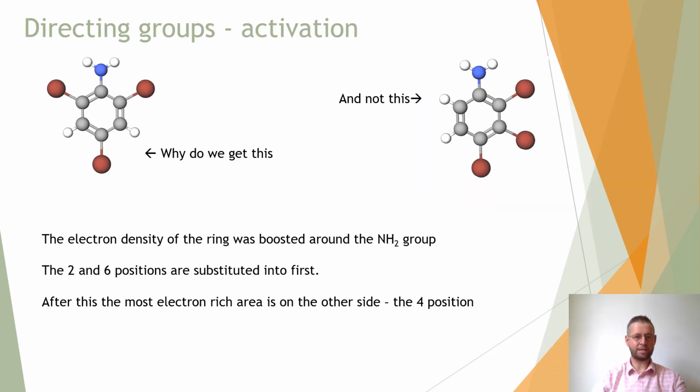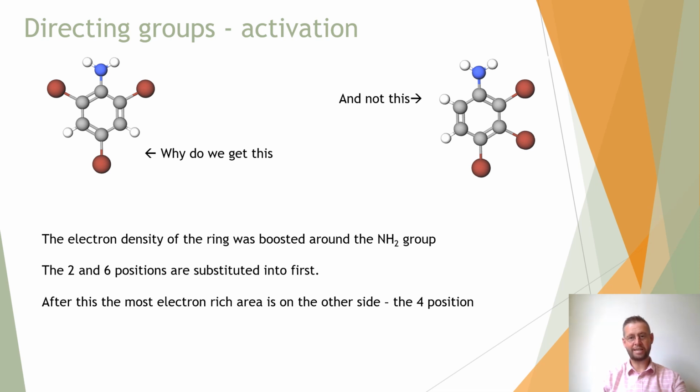And this filling pattern is quite strict. We normally get a substitution occurring at positions 2 and 6, and it could be 6 and 2. And we'll explain why it could be that way around in a second. But basically 2 and 6 are equally likely, and then 4 afterwards.